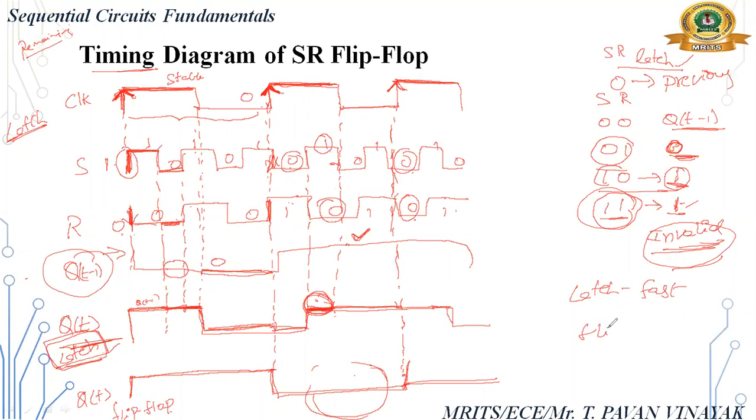But for flip-flop, it is a slow process. Why is it slow? Until you receive the positive edge, you have to wait for output, right? So flip-flop is slow. So this is the timing diagram. Try to practice drawing the timing diagram so that you can understand the concept of SR latch and SR flip-flop.